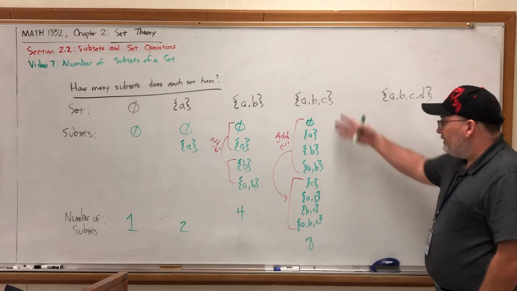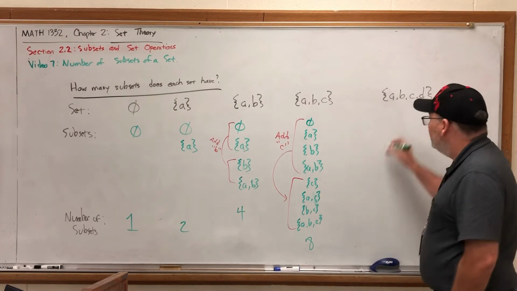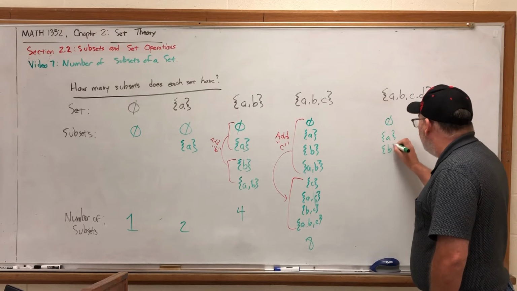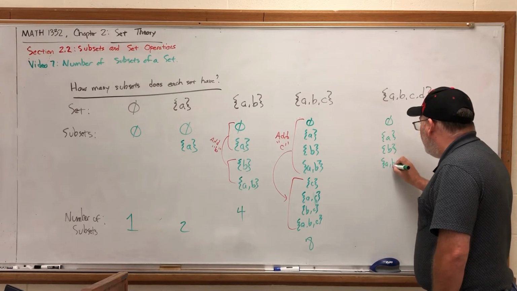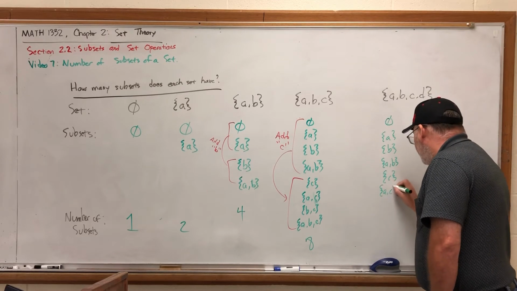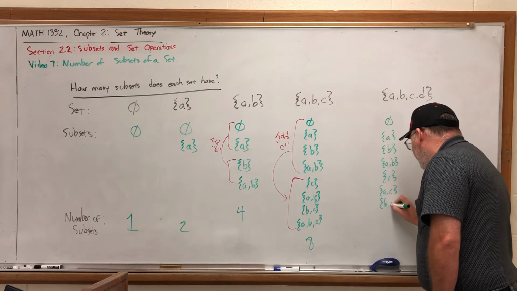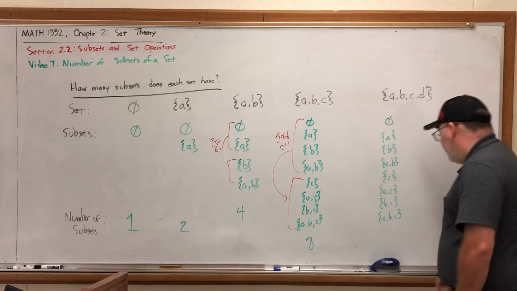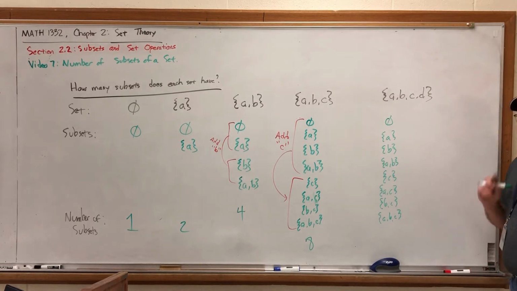First, let's write down all the ones that don't have D. Empty set, A, B, AB, C, AC, BC, ABC. So those are all the subsets over here that don't have a D.